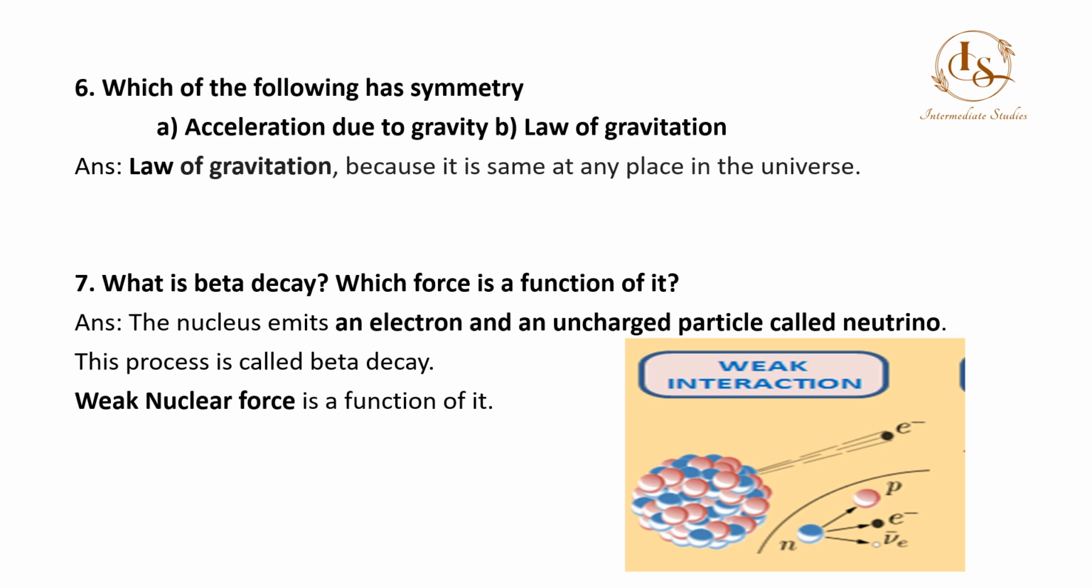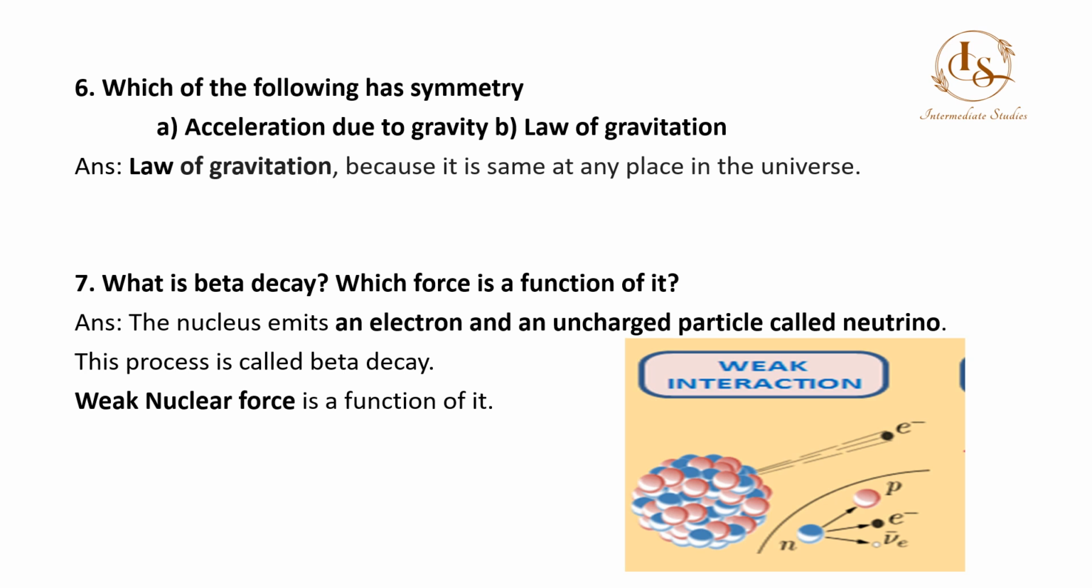What is beta decay? Which force is a function of it? We already know we have four forces, and I already said the weak interaction is nothing but beta decay. If you see the weak interaction force, here the neutron is becoming a proton by emitting an electron and an uncharged particle which is called a neutrino. We can indicate it as V bar. And here neutron equals proton plus electron plus one uncharged particle which is called a neutrino. So this process is nothing but beta decay.